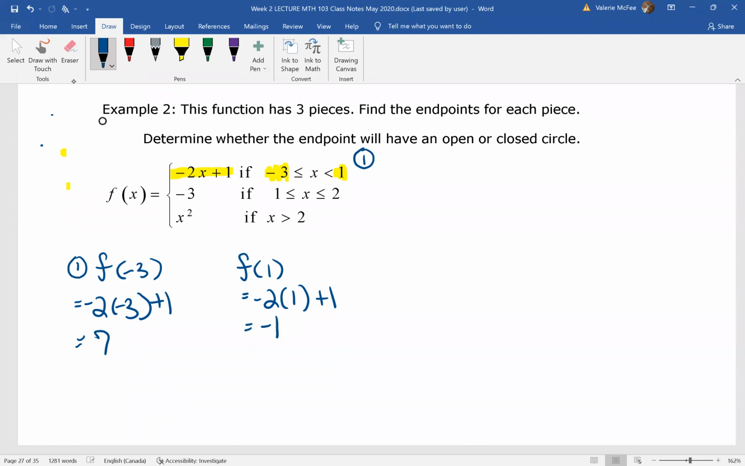So I have two ordered pairs. When x is -3, y is 7. When x is 1, y is -1. We need to decide if they need open or closed circles. I see for -3, we have an equals. This one's going to have a closed circle. We see for 1, there's no equals. It's going to have an open circle. Why don't you find the ordered pairs that will be our endpoints for the second piece? Decide if they're going to need open or closed circles.